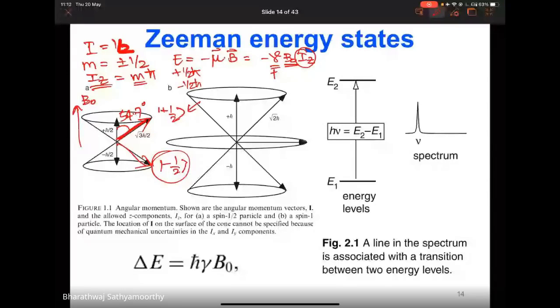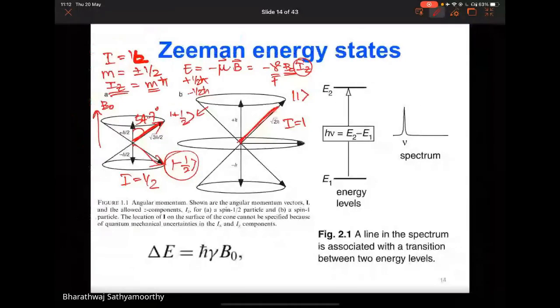And the moment you go to a spin quantum number of 1, which is what is shown immediately in the next cone after spin quantum number of half, what you are able to see is that three possible orientations come up. One is the spin quantum number of 1, another is the spin quantum number of 0, and finally the spin quantum number of minus 1.